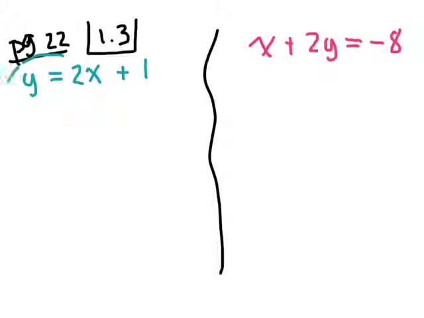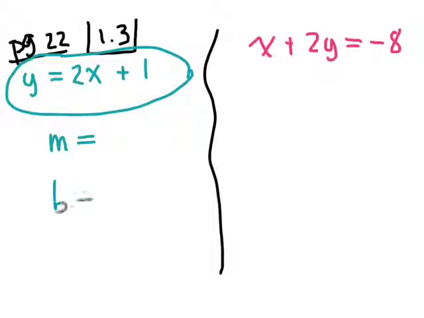So what do you notice about the first equation? What form is it written in? It's written in slope-intercept form. So can you tell me the slope of this line? 2x. The slope refers to just the coefficient of x, just the number in front of x. So the slope is 2.